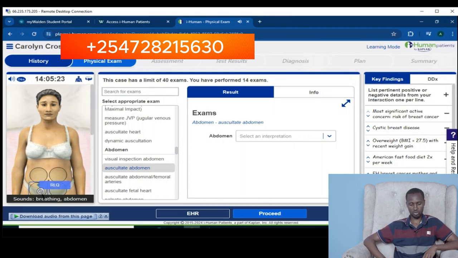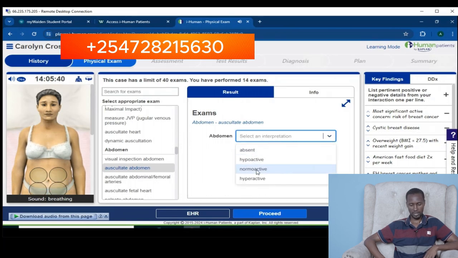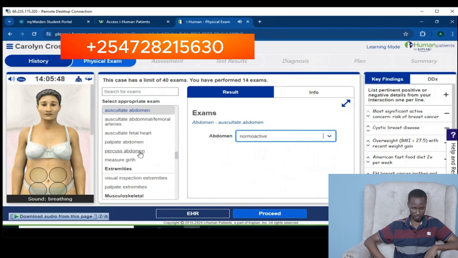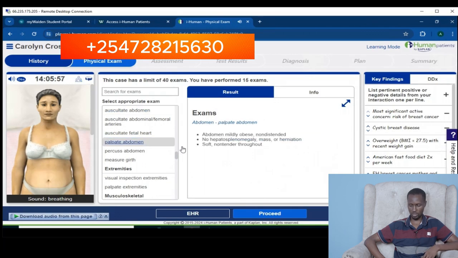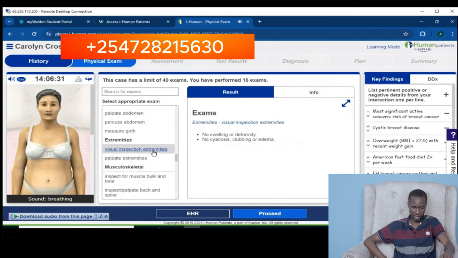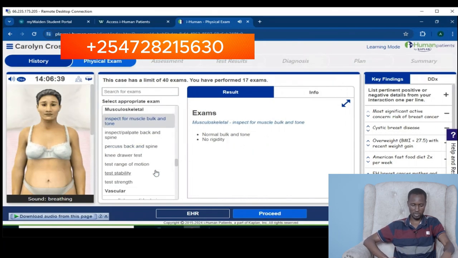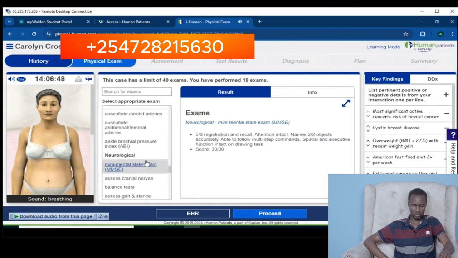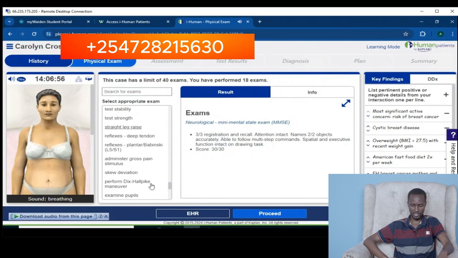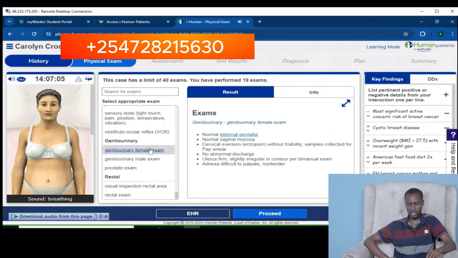Then you're also supposed to palpate the abdomen. The response is given by the case. And then after that, you're also supposed to check the extremities. That's also common for all iHuman cases. Then as per this patient, you are required to conduct the female exam. Then once you're done with that, the response or the interpretation is given by the case.